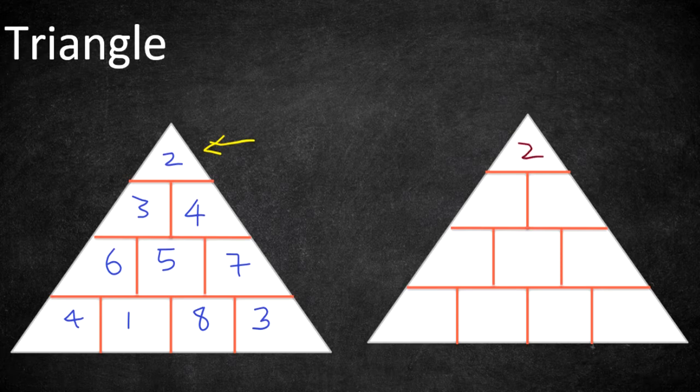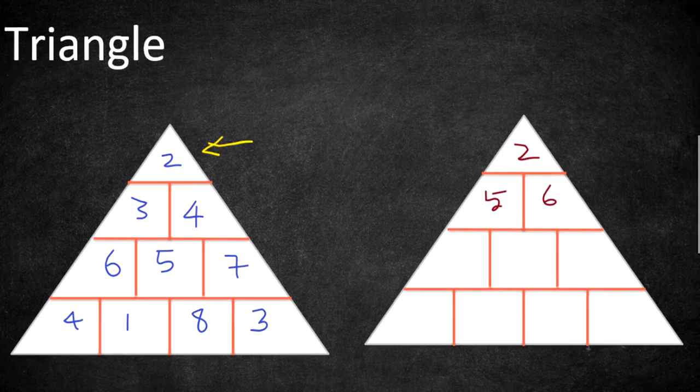Moving on to the next layer, 3 and 4 both have access from 2, that is, both can be included in the path from 2. So we are going to add 2 to both cells. Once you add 2, the values become 5 and 6. Now moving on to the third layer, here comes the actual problem.